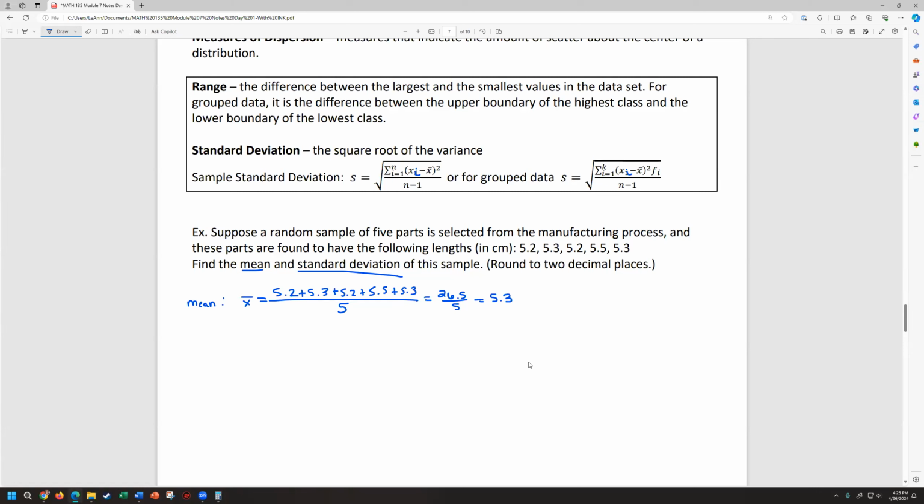Now, the way that I find the top number of my standard deviation formula, I use a little table to help me calculate all of this.